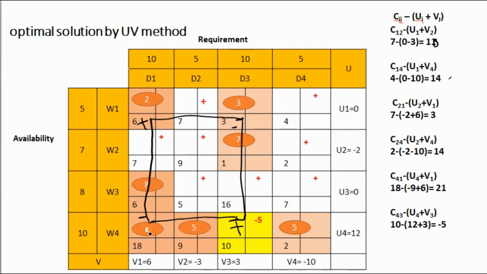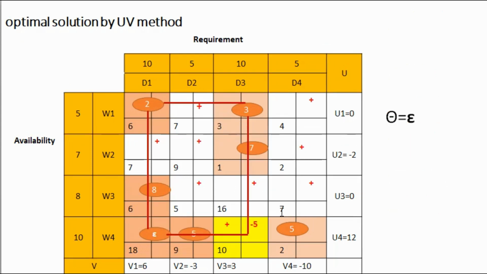So the minimum. That means in my next iteration I am going to add epsilon here, subtract epsilon here, add epsilon here, subtract epsilon here. Epsilon is nothing but 0, therefore it's not going to change this value. So in my next iteration, with the sketch I have shown here, it is plus epsilon, 2 and then 3. I have connected this through lines, a box.